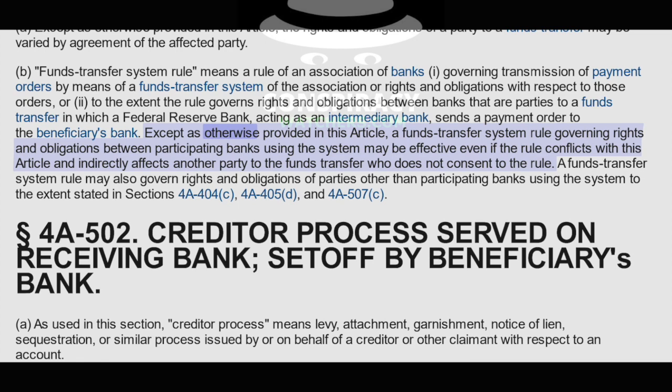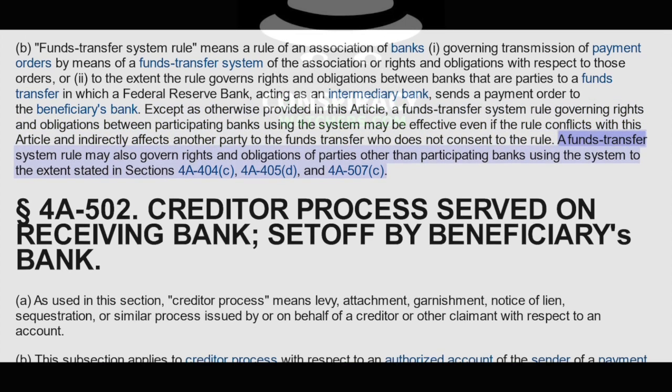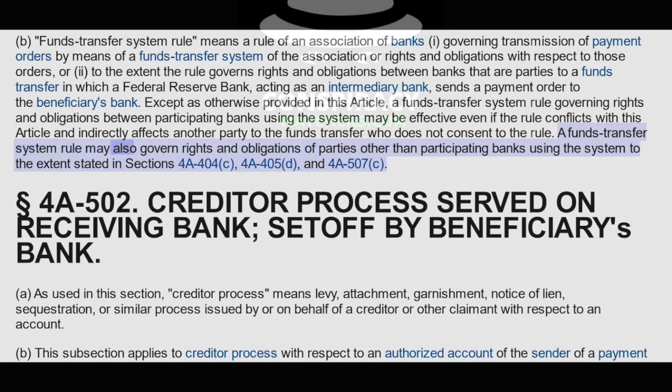Except as otherwise provided in this article, a funds transfer system rule governing rights and obligations between participating banks using the system may be effective even if the rule conflicts with this article and indirectly affects another party to the funds transfer who does not consent to the rule. A funds transfer system rule may also govern rights and obligations of parties other than participating banks using the system to the extent stated in sections 4A404, 4A405, and 4A507.